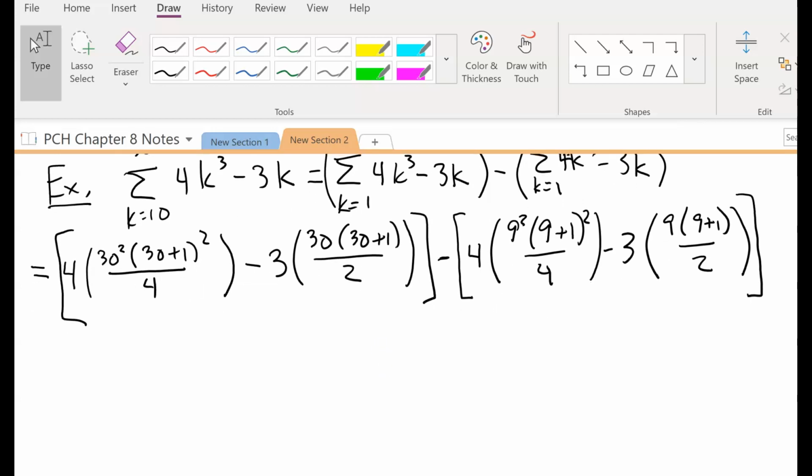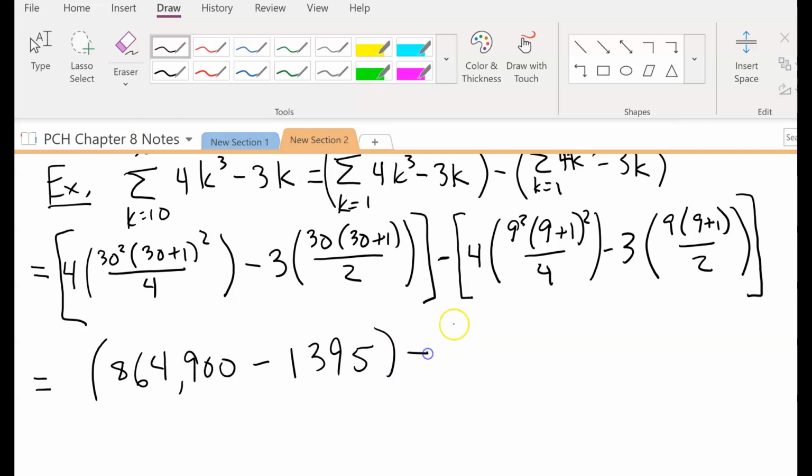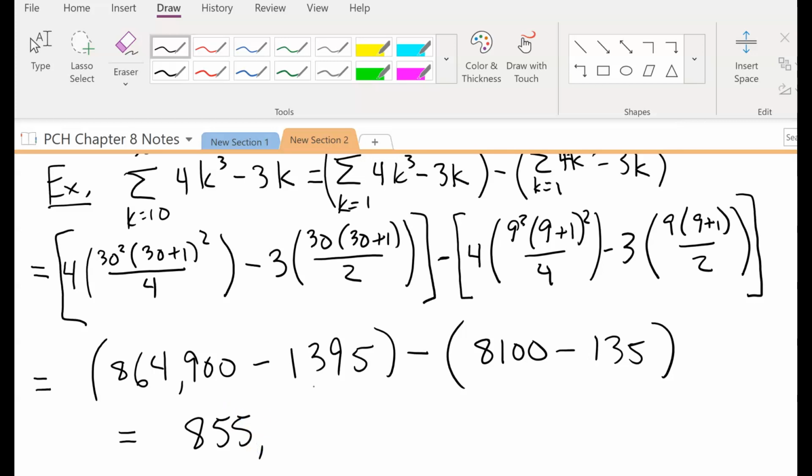All right, so now starting to calculate these, this first term here should be 864,900. The second term here should be 1,395. And next we should have 8,100 minus 135. And if we calculate all this out, we should end up with a final sum of 855,540.